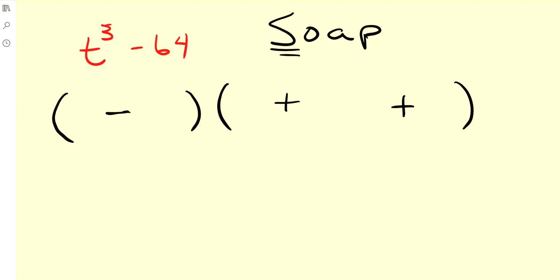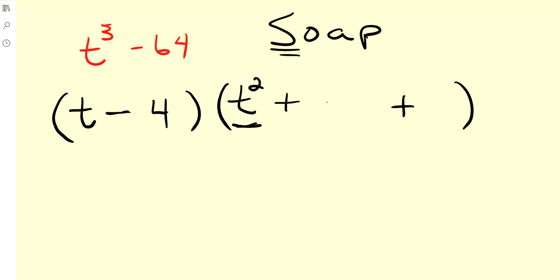Now I just want the cube root of t to the third, which is t, the cube root of 64, which is 4. Use your calculator to help you find these numbers. And then once I get my binomial, we're on cruise control to success. My first term here is going to be the first term of the binomial squared. So that's just going to be t squared.